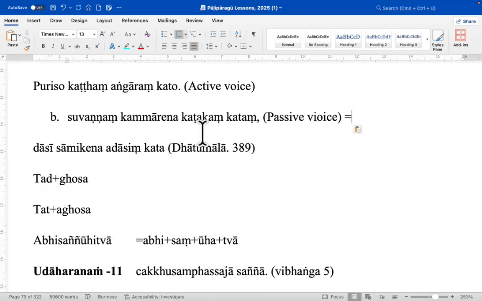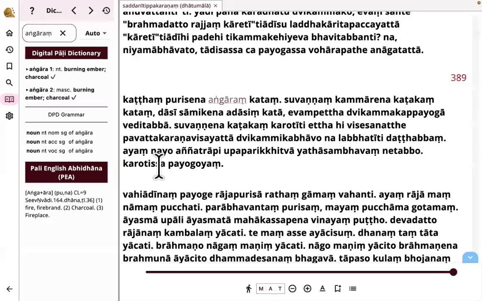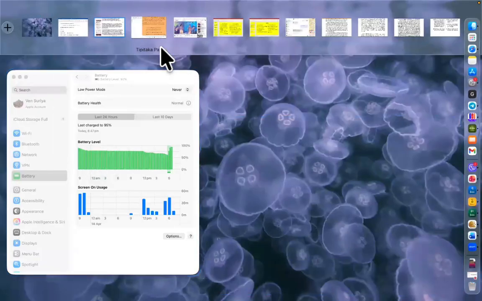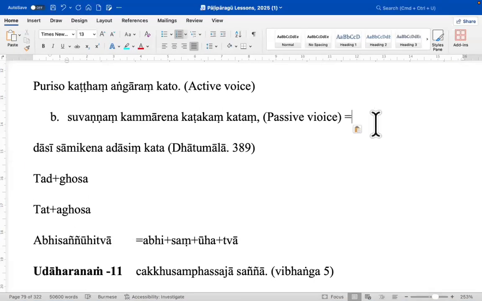Passive voice. So Suvanna, gold, Kammarena, by the goldsmith, Katakan, bracelet, Kataṃ, made or transformed. So in this case, it is also not clear yet, because Suvanna, which gender? Neuter gender, yes, neuter gender. So how to translate?